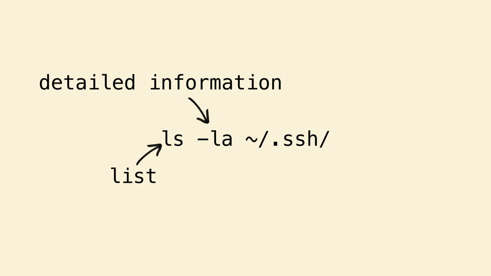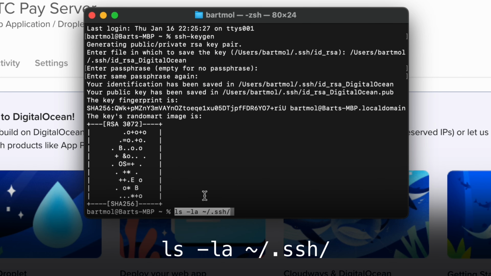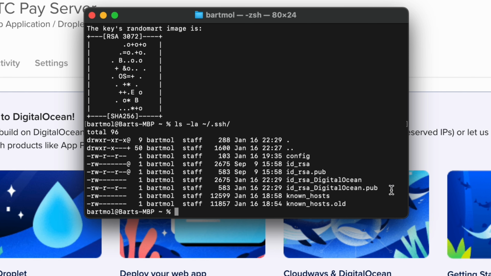If you want to see all the keys you created, you can use the following command. ls stands for list, l for more info, and a for hidden files. After that, we just type in the directory we want to see. So this command basically shows everything in the SSH directory, which is exactly what we need because we want to see all the keys that we made. When we enter this command, we can indeed see the keys we just created.